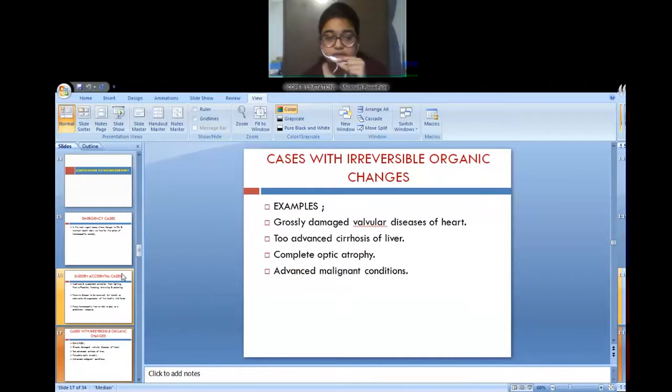Then cases with irreversible organic changes. Examples: grossly damaged valvular diseases of the heart, too advanced cirrhosis of the liver, complete optic atrophy, advanced malignant conditions. Those are the conditions where organic changes have already happened and those changes are irreversible.